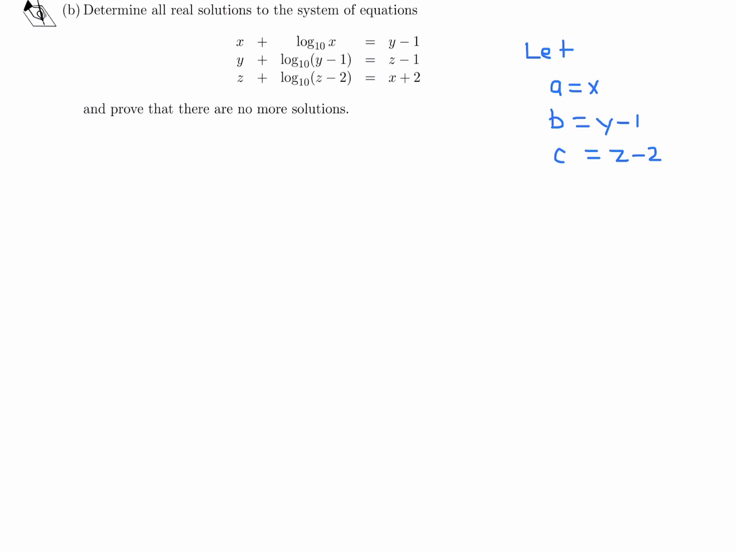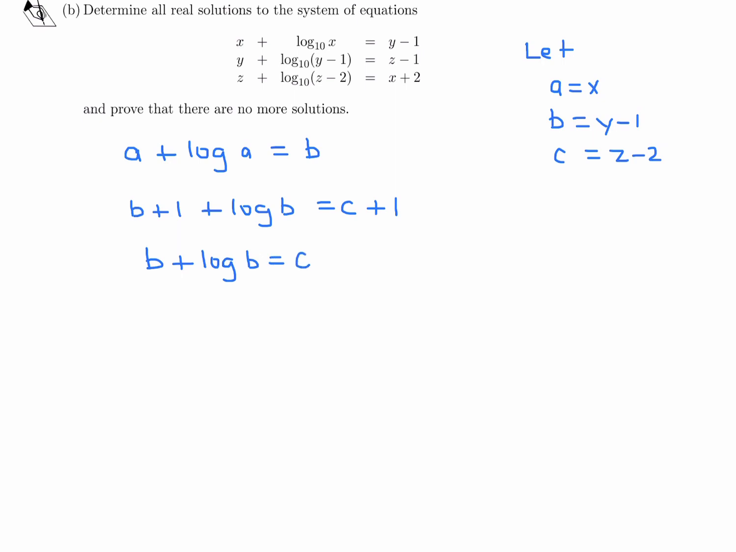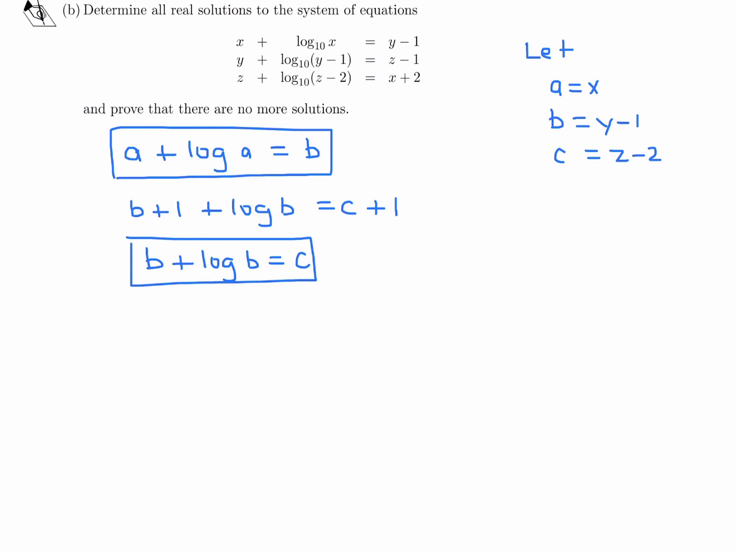If you do, the equations become as follows. A plus the log of a is equal to b. When I don't write a base, it's assumed as base 10. So that's why I'm not writing in base 10. And then the next one becomes b plus 1 plus the log of b is equal to c plus 1. And you can remove the 1 from both sides, so it just becomes b plus the log of b is equal to c. So I got this, and you got this. And then the third one becomes c plus 2 plus the log of c is equal to a plus 2. So that means c plus the log of c is equal to a.